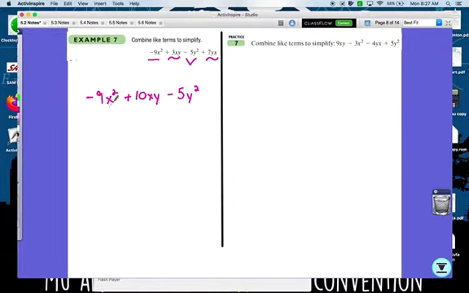All right, so notice I do not put the x squared and the y squared together because it's two different variables. But I can put the xy and the yx together because they're exactly the same. They just have different signs. All right, try the practice out. All right, here's your answer. 5xy minus 3x squared plus 5y squared.